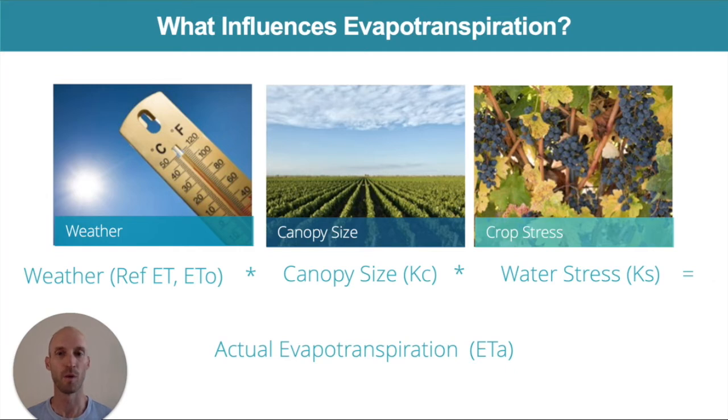In the formal ET paradigm, the influence of the weather is known as the reference ET, or ETo. The influence of the canopy size is known as the crop coefficient, or Kc, and the influence of water stress is known as the stress coefficient, Ks, or as we call it, FieldStat.